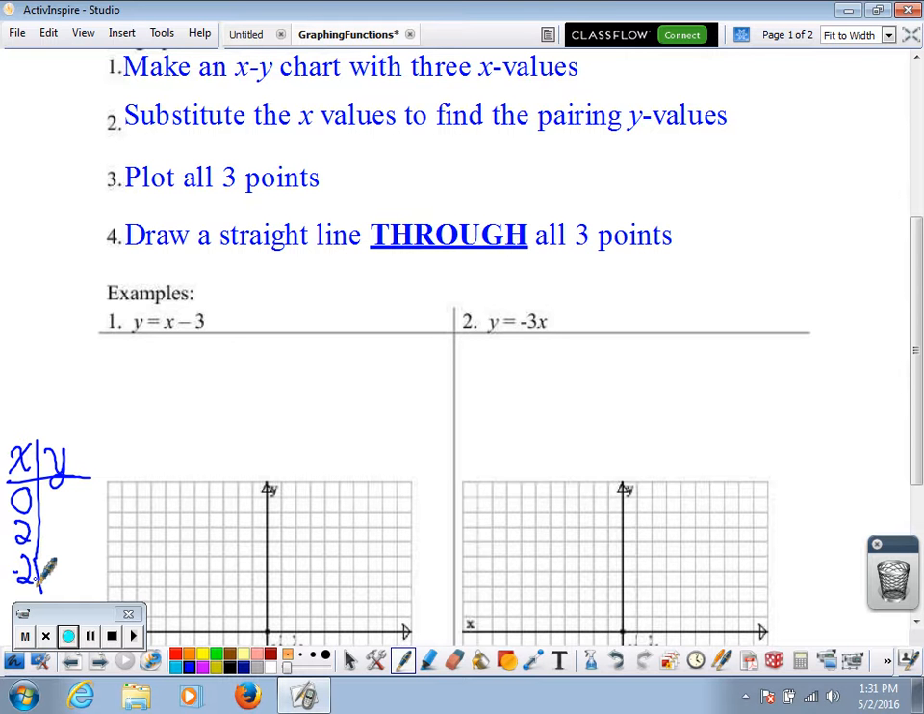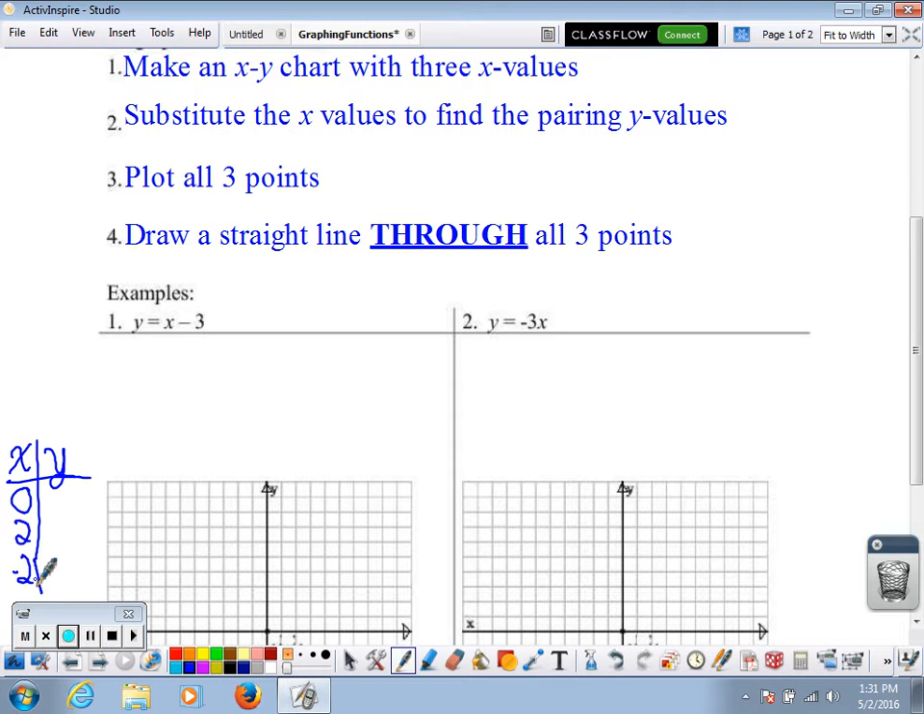Now, 1 and negative 1 are good too, but they're a little too close to 0. So when I plot those points, I end up having my points a little too close. So I like to use 2 and negative 2, or maybe 3 and negative 3 if I can. That allows me to have the points close to 0, but not so close that my graph looks messy. So now I've made my XY chart with all 3 X values.